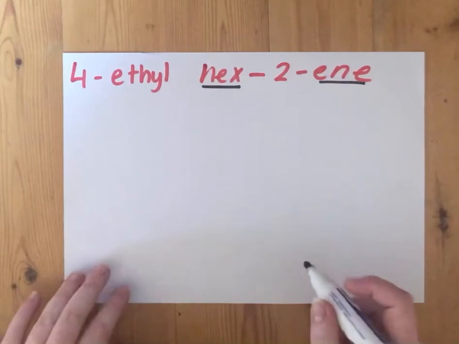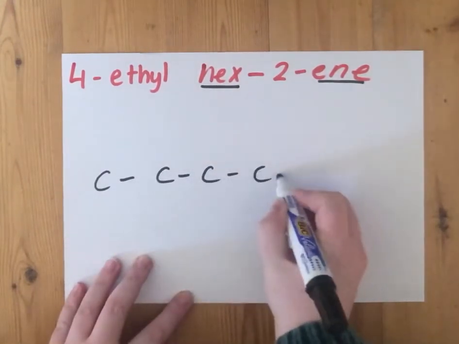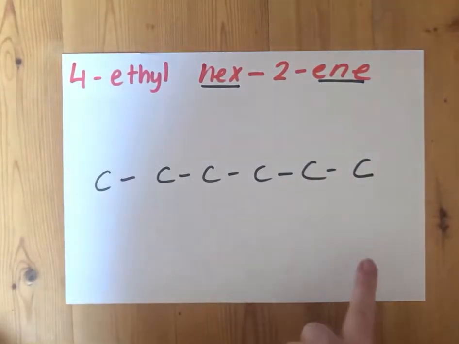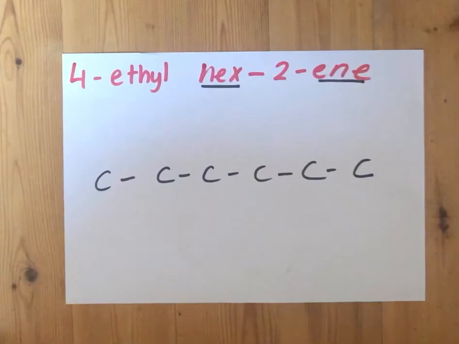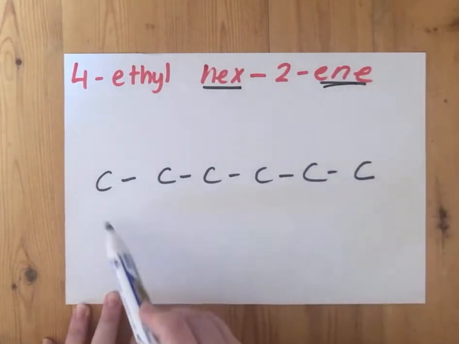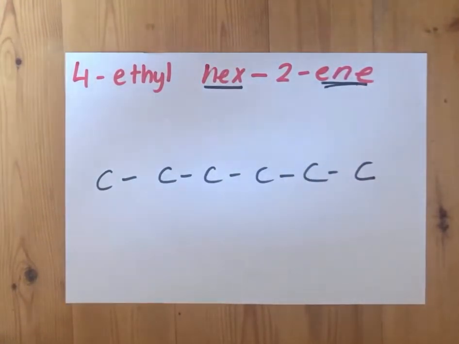So the first thing I'm going to do is draw out a carbon chain with 6 carbons in it. And double check that, make sure that you've got 6 carbons in it. The next thing I'm going to do is, I know there's a double bond in there somewhere, so before I put in all my other bonds, because I only want 4 bonds from each carbon, I'm going to place that double bond.